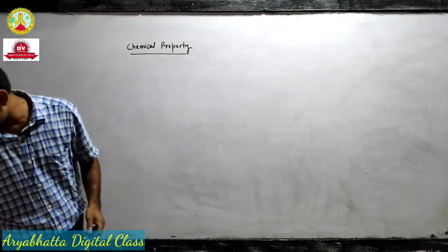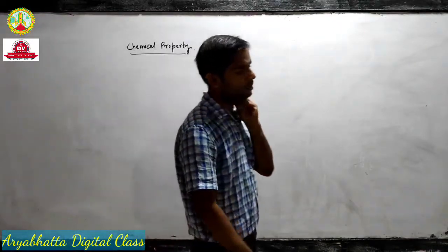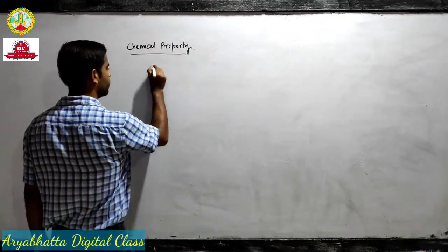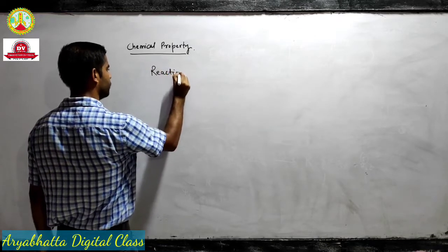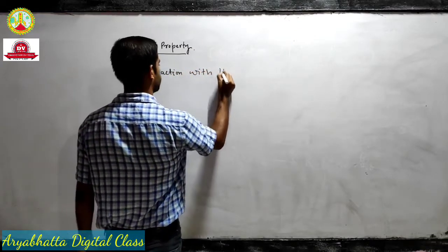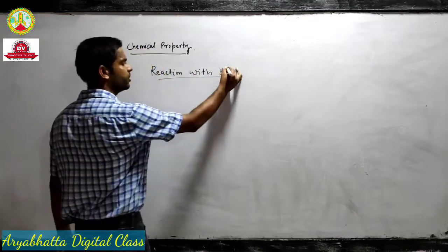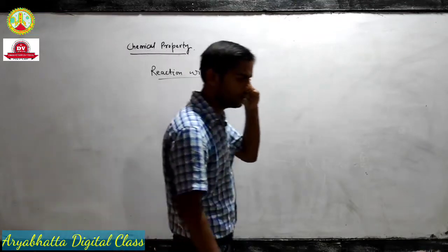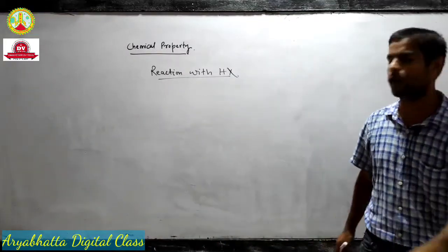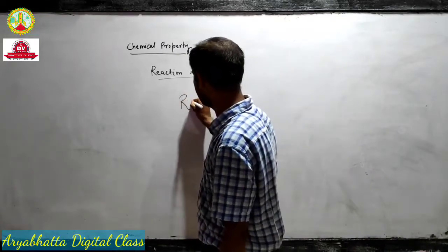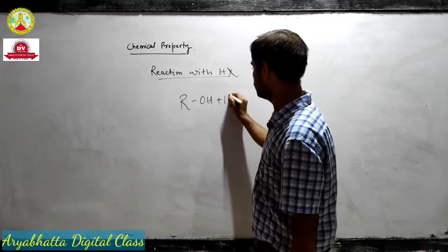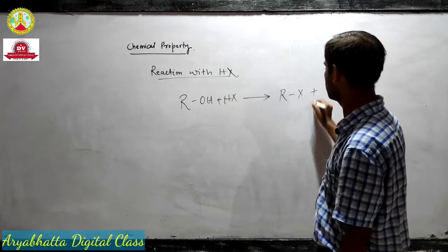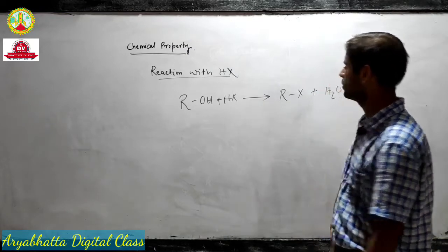Okay, so in the next reaction that we will talk about, one reaction is the reaction with HX, and we have already discussed this reaction in the last chapter as the general method of preparation of haloalkanes from alcohol. What we studied there is that if ROH reacts with HX, then we get RX plus H2O.